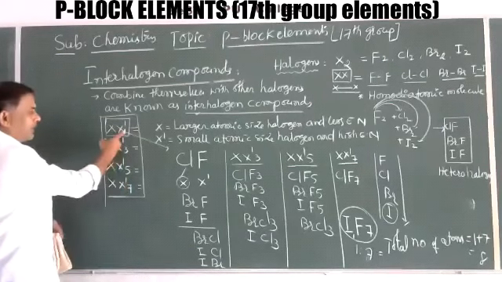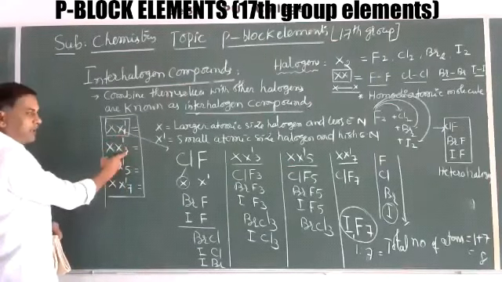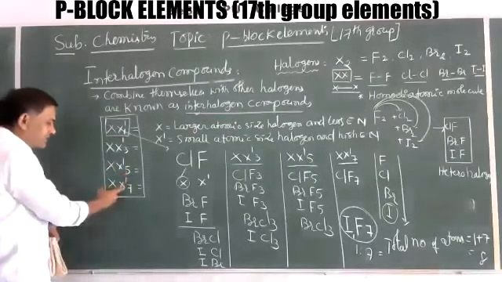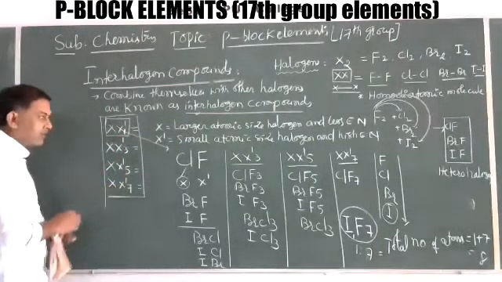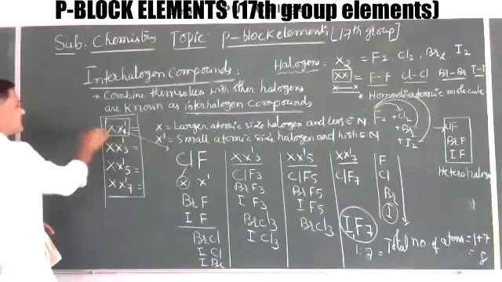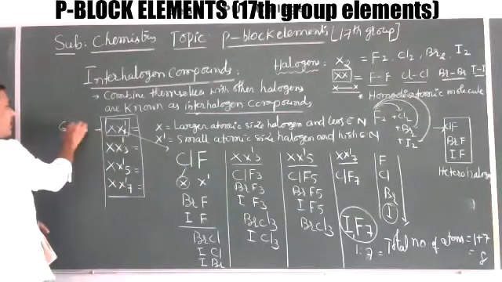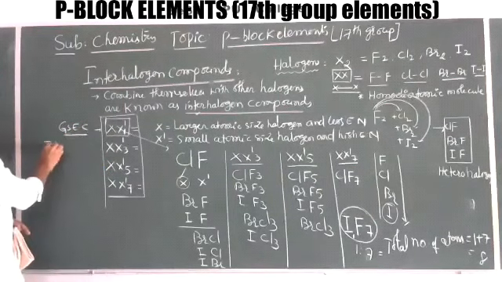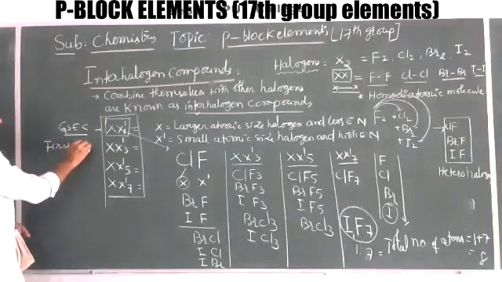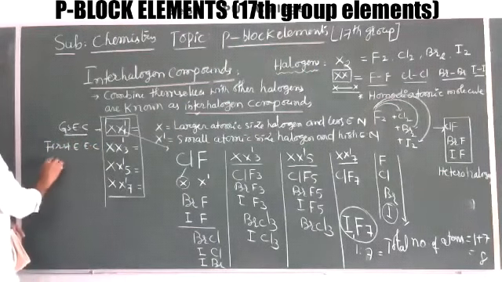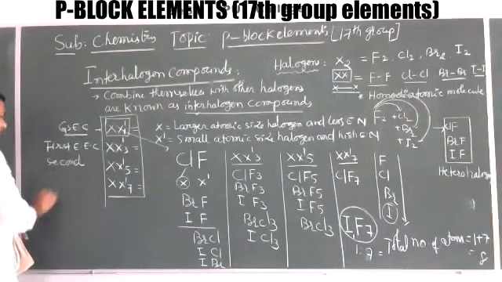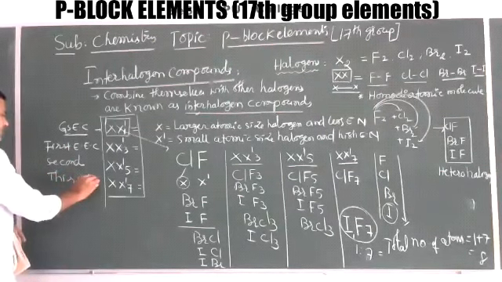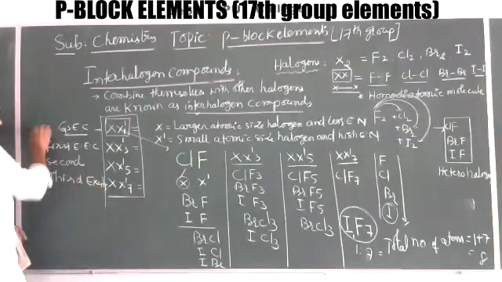In the ground state, only one unpaired electron is there. In the first excitation, 3 unpaired electrons are there. In the second excitation, 5 unpaired electrons are there. In the third excited state, 7 unpaired electrons are there. That's why this is the ground state electronic configuration, this is the first excited state, this is the second excited state, and this is the third excited state electronic configuration.